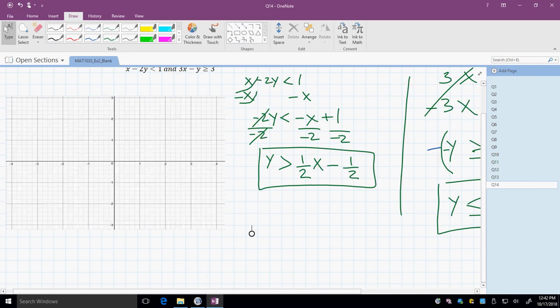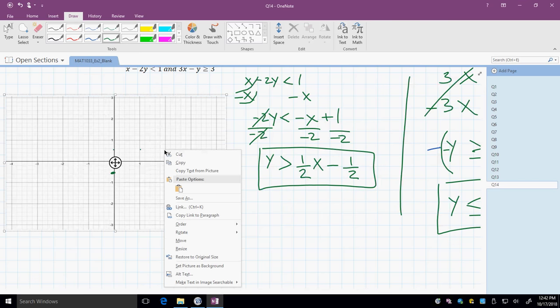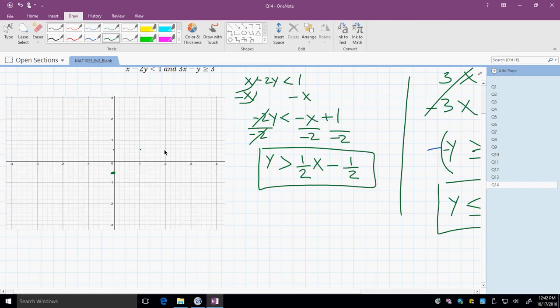Okay, if I'm going to graph, I always go for my y-intercept. That is negative half. So I'm going to go about here, and I know my slope is rise over run, 1 over 2. So I'm going to go 1 up and 2 to the right, 1, 2. So about here, more or less, that's my line.